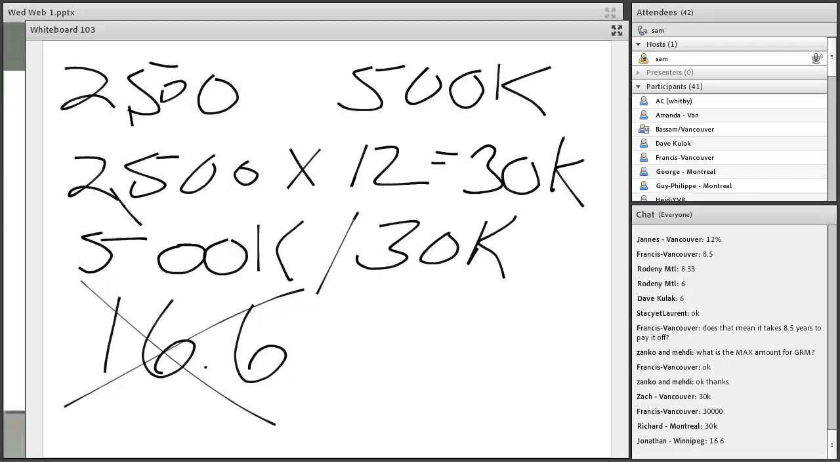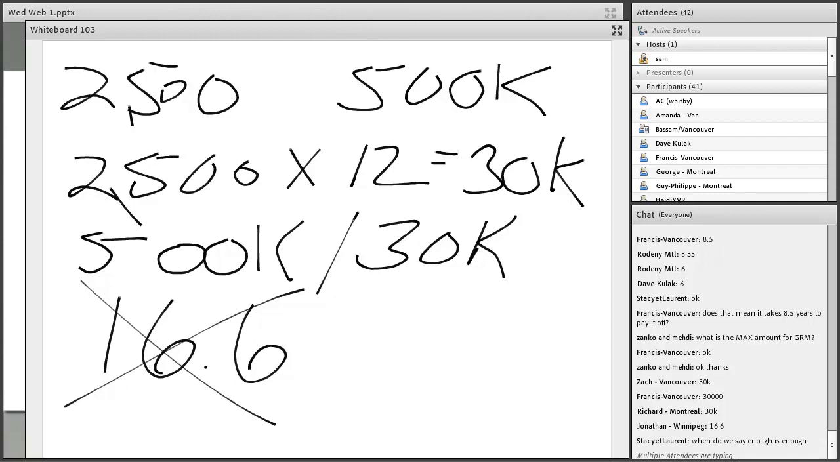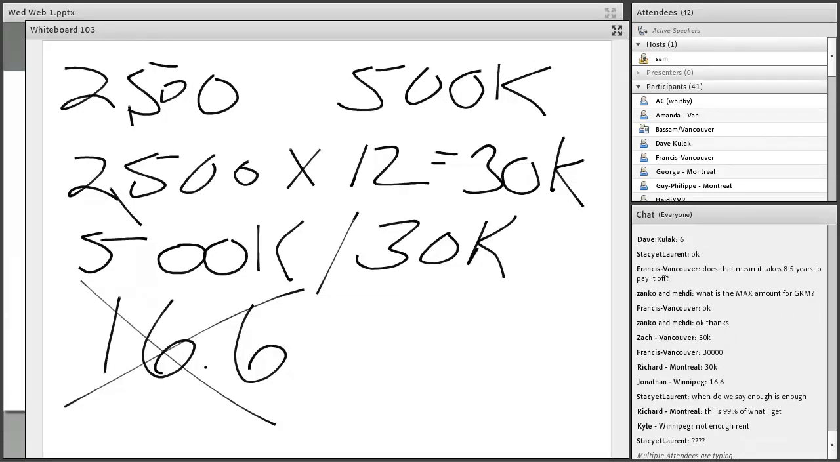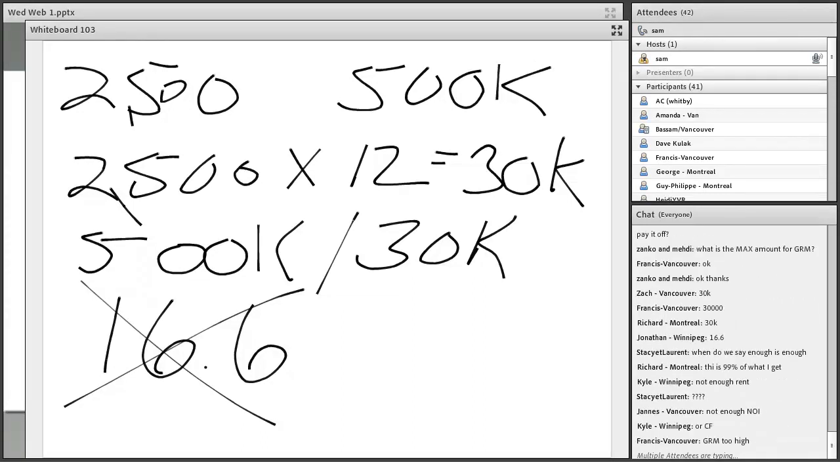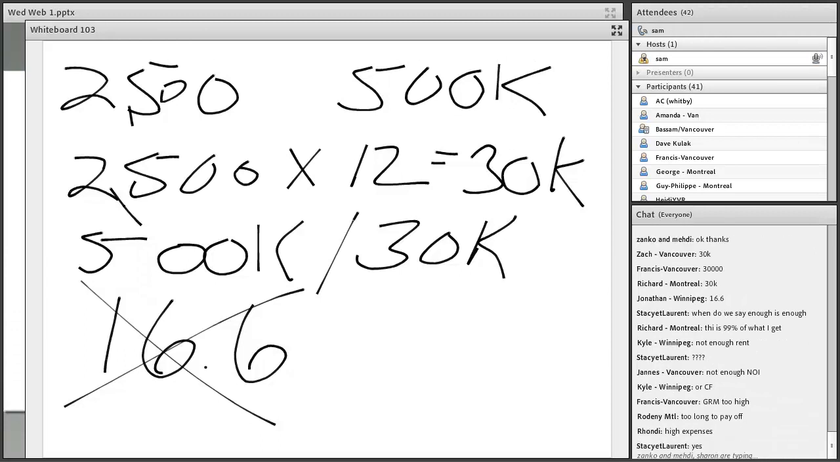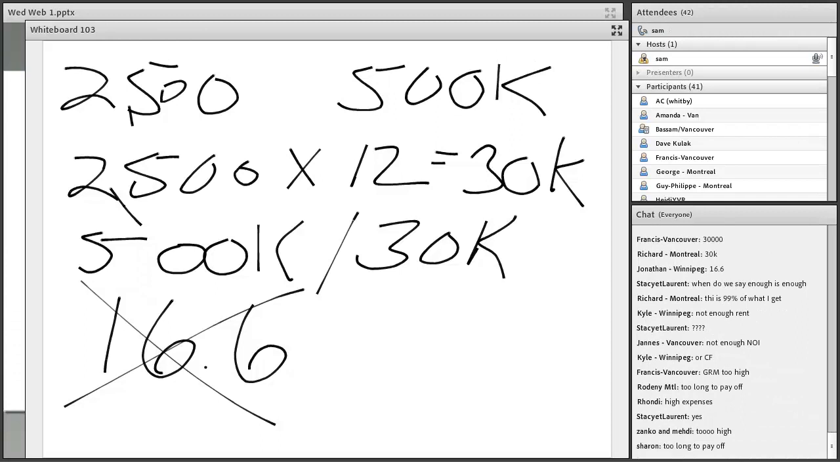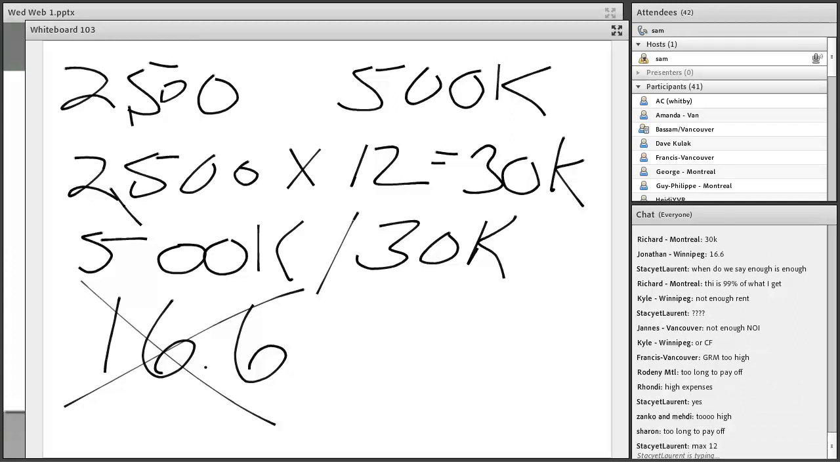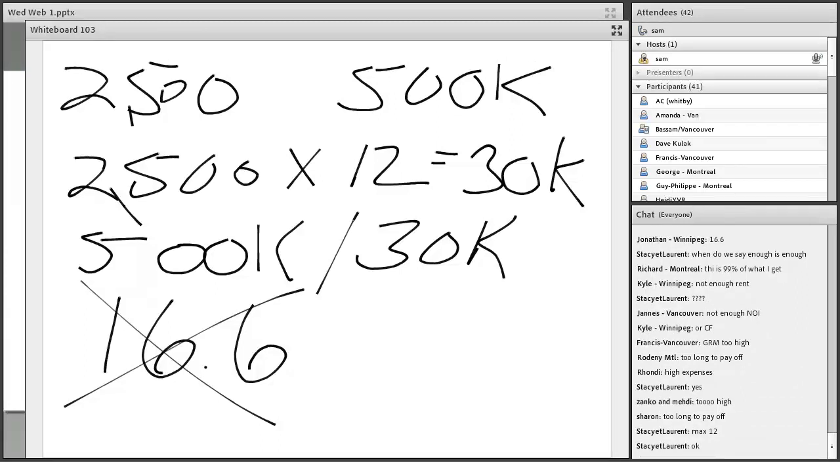I can tell you right away, it's not going to make any money. Why is it not going to make any money? When do you say enough is enough in GRM? If you get it into the 10, I'd say 12. Don't waste your time over 12. I'd say 12 is right on the edge. It would have to have really low expenses, but at 12, look at it.